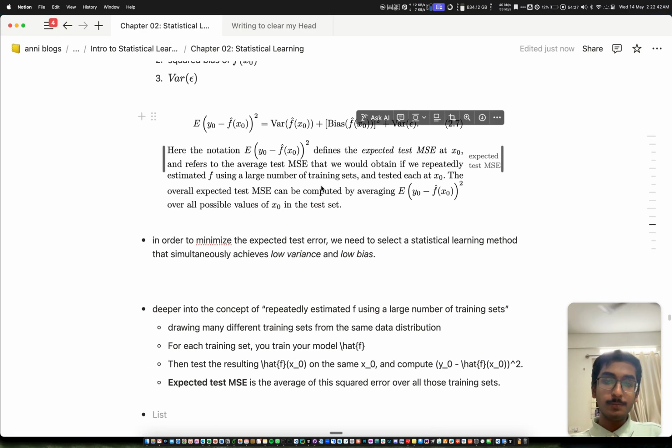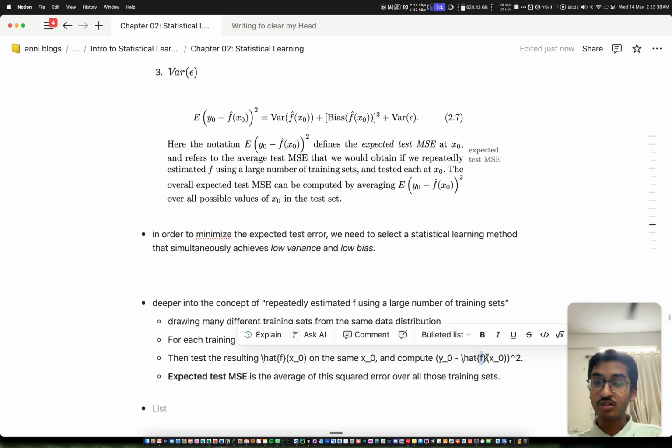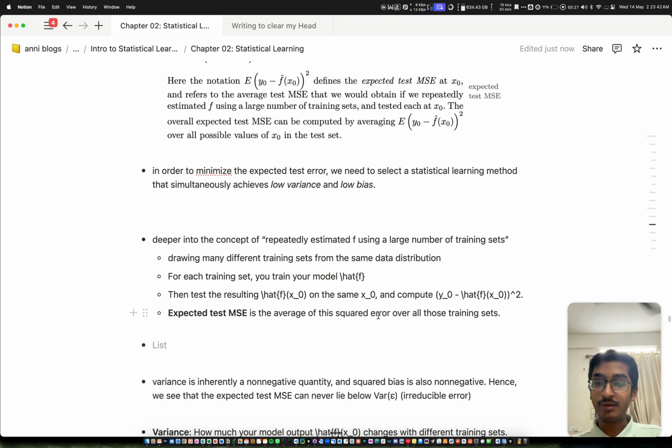So essentially what we do is we repeatedly estimate f using a large number of training sets. Each of these training sets is drawn from the same data distribution, from the same f function, and we estimate a predictor f hat for each of them. Then you compute the test MSE, and the expected test MSE is the average of the squared error over all the training data sets. So let's say you had 10 data sets with 10 examples each, all drawn from the same distribution. You fit a function f hat to each of these data sets, do a pairwise analysis between y naught and f hat of x naught, square that, and take the average, basically add it all up and divide by 10.